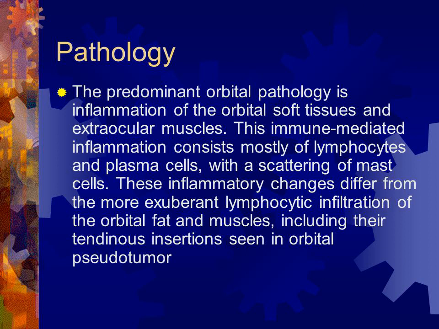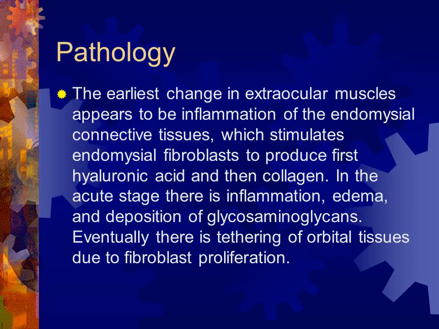Pathology. The predominant orbital pathology is inflammation of the orbital soft tissues and extraocular muscles. This immune-mediated inflammation consists mostly of lymphocytes and plasma cells, with a scattering of mast cells. These inflammatory changes differ from the more exuberant lymphocytic infiltration of the orbital fat and muscles, including their tendinous insertions, seen in orbital pseudotumor.